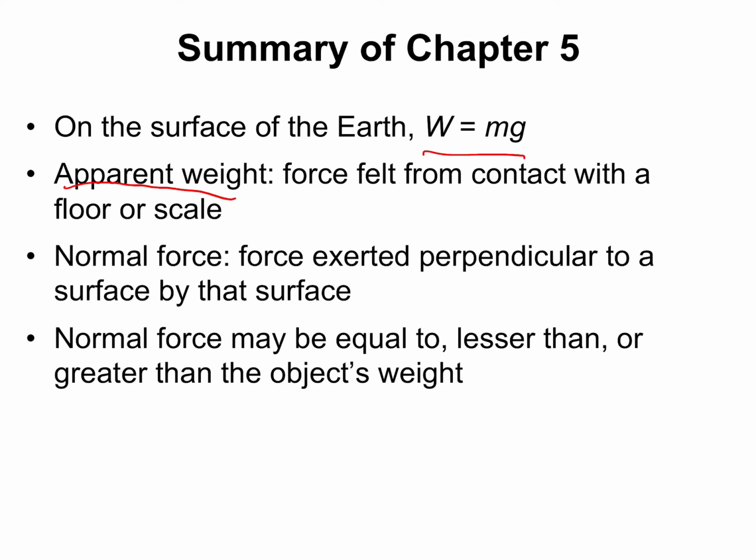This is the magnitude of the weight, and we also talked about apparent weight. So what is apparent weight? It is the force from contact with the floor or scale. Apparent weight is basically the same as the normal force, the force applied from the ground or from the floor up on the object. This is apparent weight.